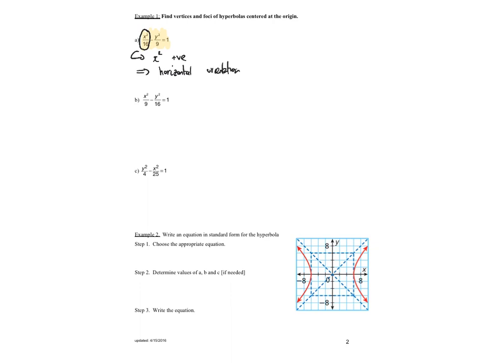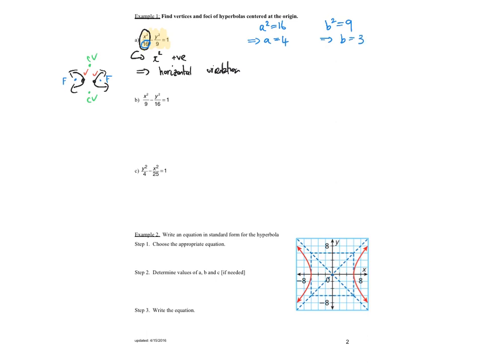orientation. So the picture we're expecting to see is something like our two branches opening to the left and right. We'll have a vertex and a vertex, we'll have a focus, and we'll have co-vertex, co-vertex. So that's the picture we're expecting. We need to extract A, B, and C successfully in order to calculate those points. So remember, it's the denominator of the positive term that gives us A squared. So A squared is 16, so that means that A is 4. B squared is the other denominator, which in this case is 9. So B is equal to 3.